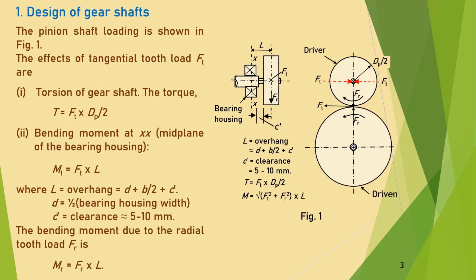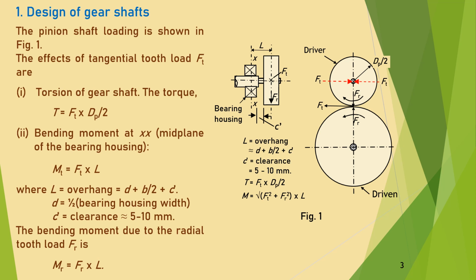The pinion shaft loading is shown in figure 1. First consider the right hand side figure where the driver, that is the pinion, exerts a force Ft on the driven gear. The force Fr is also shown in position. To see the effect of Ft on the pinion shaft, draw two arrows as shown by red color acting in opposite directions at the center of the pinion.